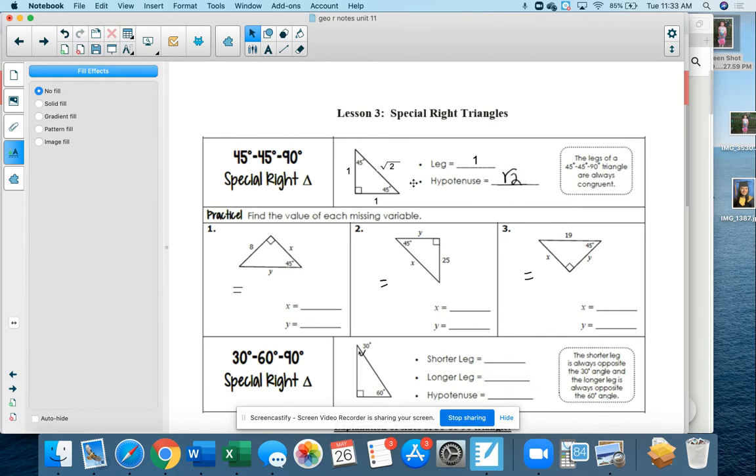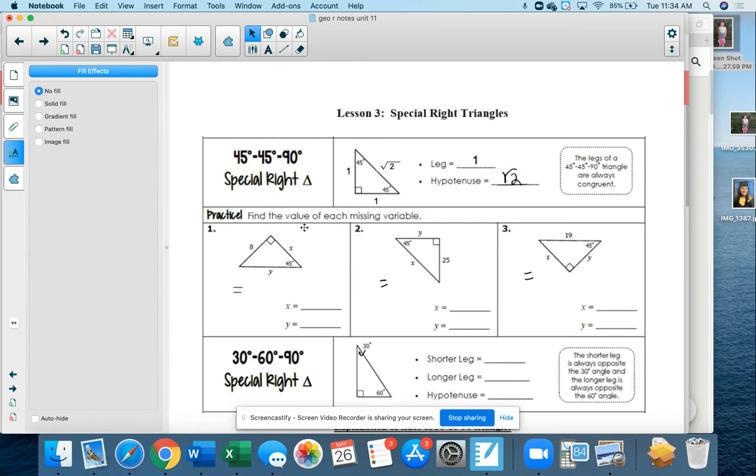So what's special about these, if the legs are both 5, this is going to come out to 5 radical 2. If the legs are both 6, this is going to come out to 6 radical 2, the hypotenuse. So whatever these legs are, the hypotenuse is that same number, but times radical 2. And you can always use the Pythagorean theorem if you're unsure about what the sides are for 45, 45, 90, because both of these sides are the same. These legs are congruent to each other.